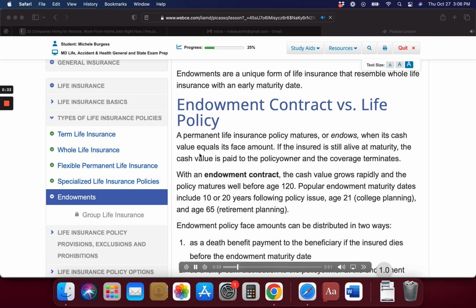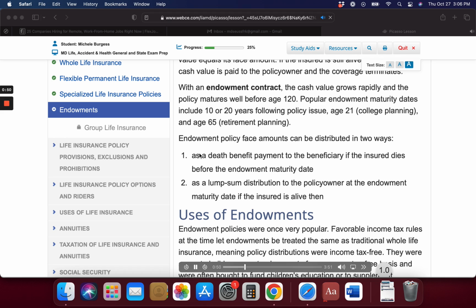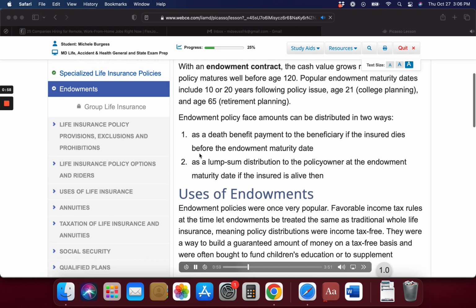Popular endowment maturity dates include 10 or 20 years following policy issue, age 21, college planning, and age 65, retirement planning. Endowment policy face amounts can be distributed in two ways. As a death benefit payment to the beneficiary if the insured dies before the endowment maturity date. As a lump sum distribution to the policy owner at the endowment maturity date if the insured is alive then.